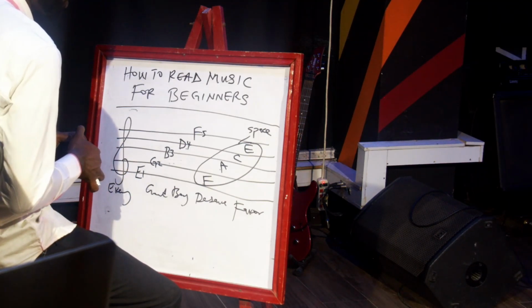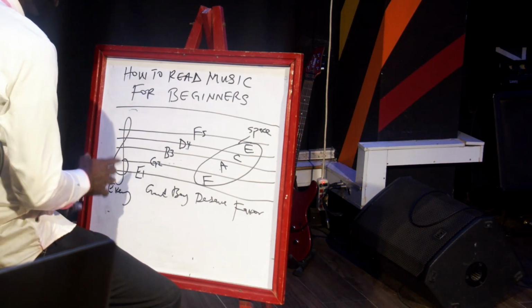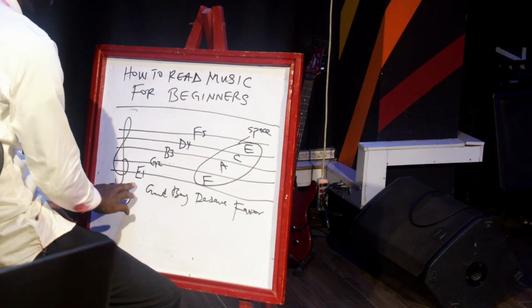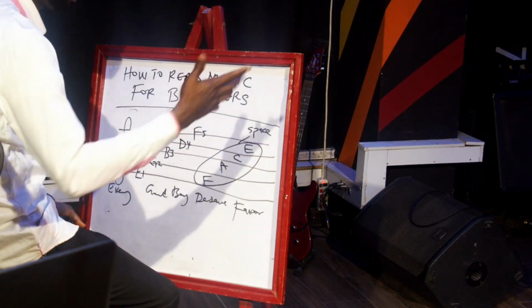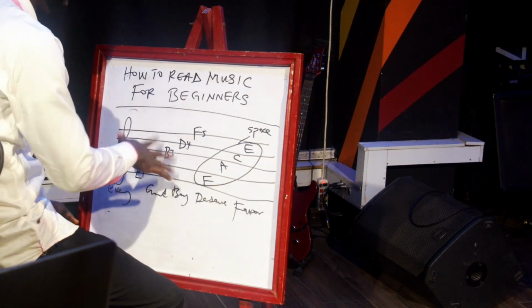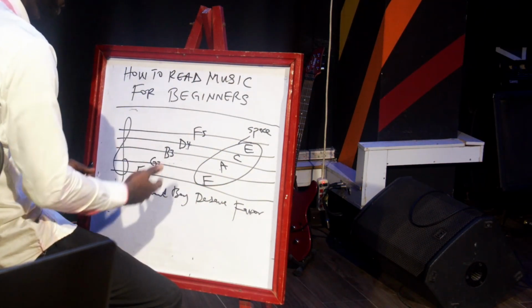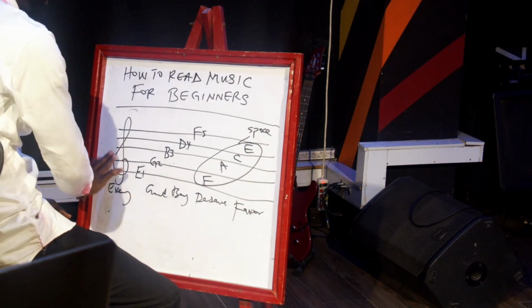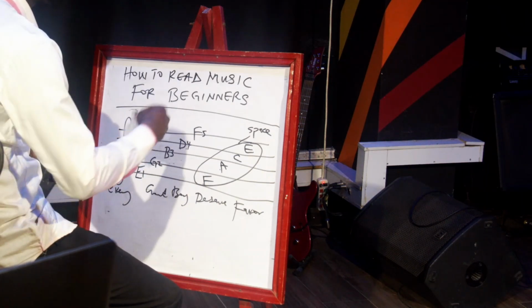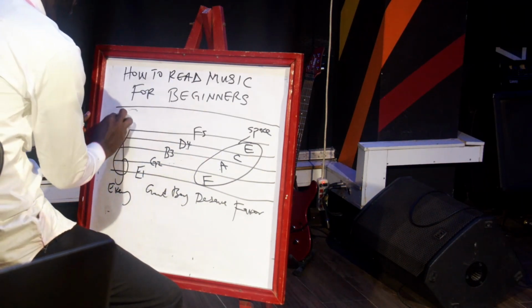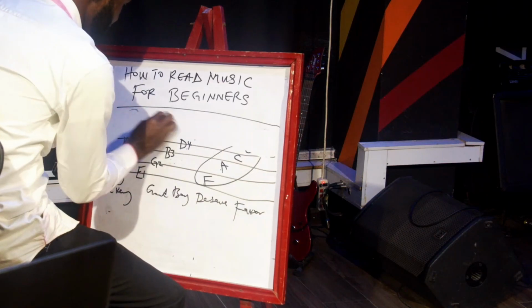So let's put it all together. Don't forget again, for the letter names of the lines it is Every Good Boy Deserves Fanta. You might be asking, how does this work? As time goes on, we are going to be using standard music notation. Then you will be able to know how to read music in the standard way. So let's put it all together again.